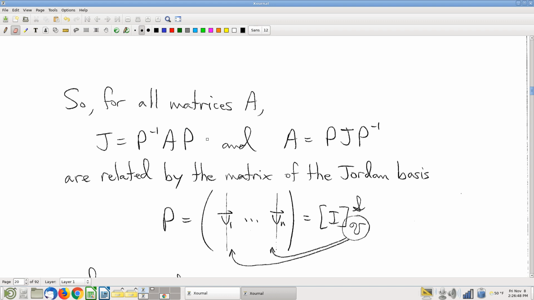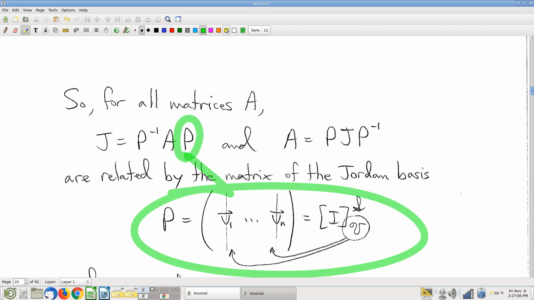And so we have, again, two equations. You can think of Jordan form as being a conjugate of the original matrix. You can think of the original matrix as being a conjugate of its Jordan form. Those are really the same equation, just a little algebraic shuffle. Again, what we're talking about with a conjugation is a change of basis a certain way.